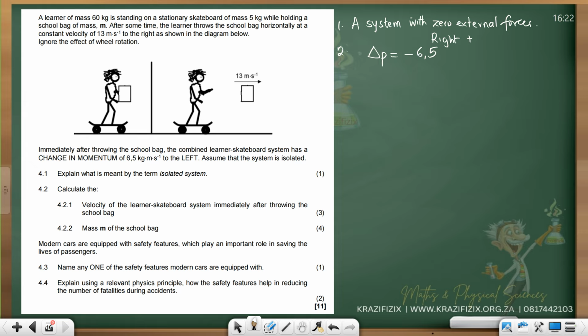Okay, but it's both of... No, wait, hold on. Learner and skateboard, a learner of mass 60 standing on a skateboard of mass what? 5. So this is of learner and what? Skateboard, and changing what? Velocity, negative 6,5. Do we know the mass of the learner? 60 plus 5 will give us what? 65 V. So what is V? Negative 0,1. So what is the velocity? 0,1 to the what? To the left. That's very important. What about the... Yes? It's 10.